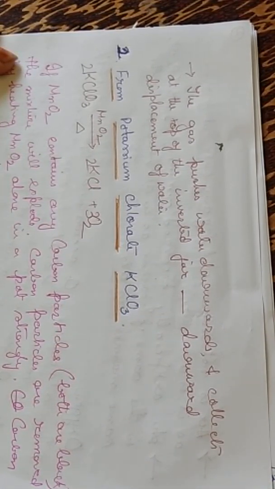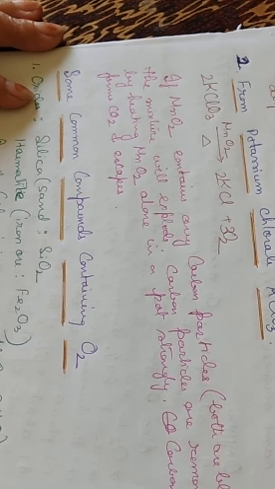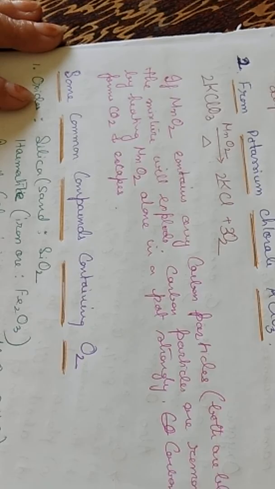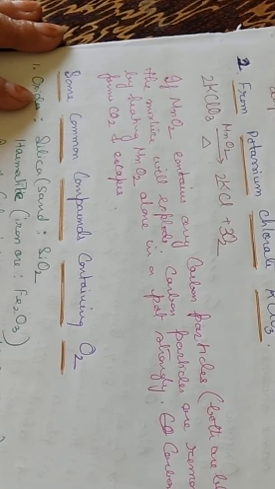Another preparation is through potassium chlorate, KClO3. Here it has to be heated. If potassium chlorate is heated in the presence of the catalyst MnO2, we see that KCl, that is potassium chloride, is formed, and oxygen is liberated. This is also collected by downward displacement of water at the top of the inverted jar.